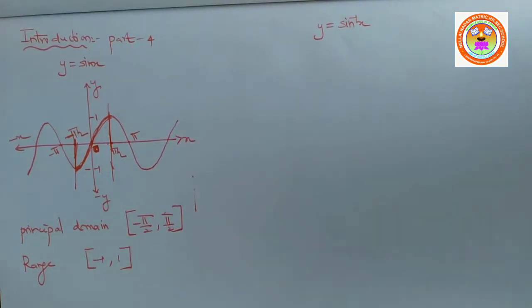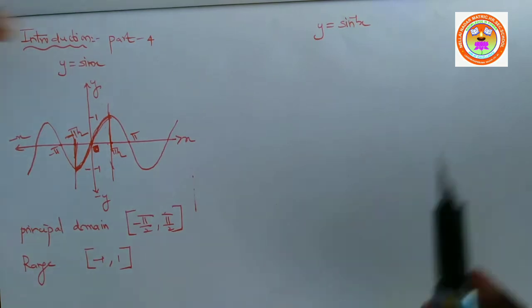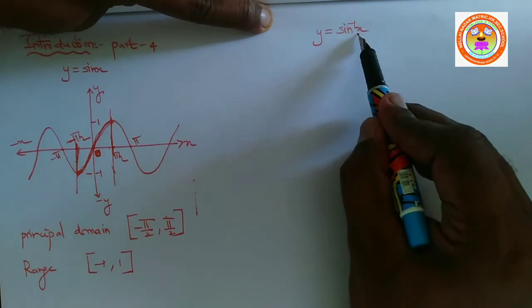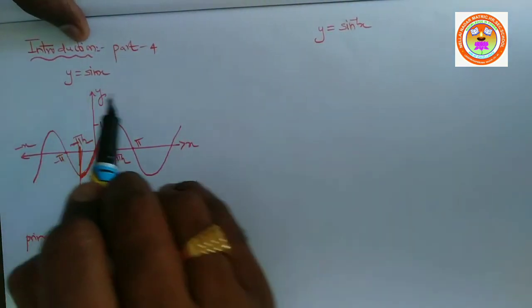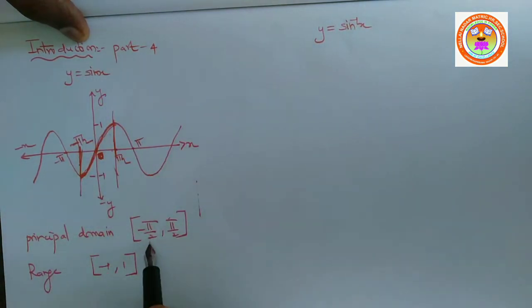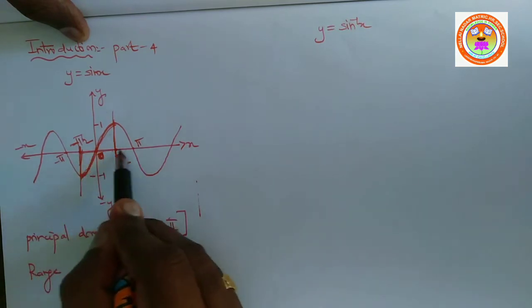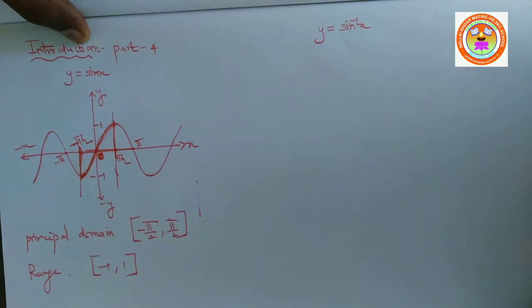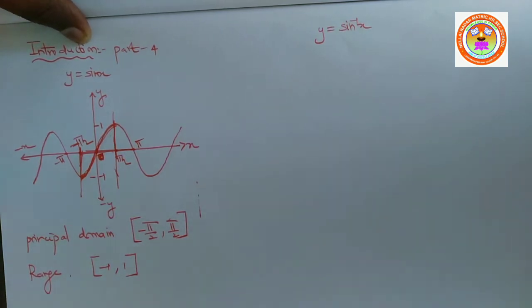In introduction part 1, I taught you that sine inverse is followed by a value. So x is the value here. Sine is followed by an angle. Here x is an angle, minus pi by 2 to pi by 2. Y is the value. Values can be 1, 2, 3, 0, plus 1, minus 1, plus 2. Angles are 0, pi by 2, pi, 3 pi by 2, 2 pi, 3 pi.